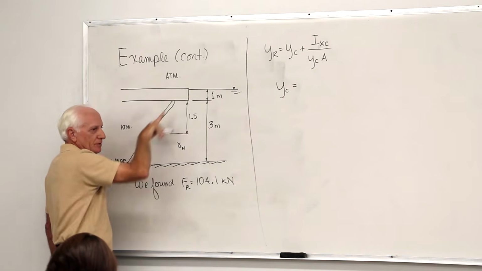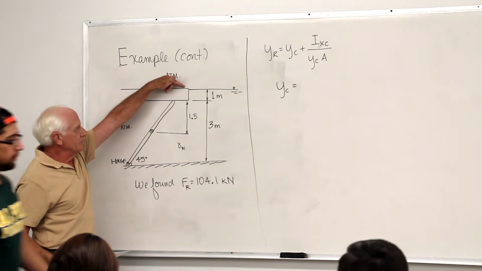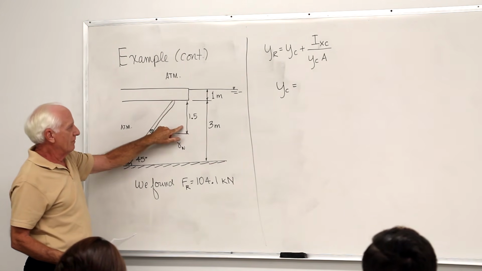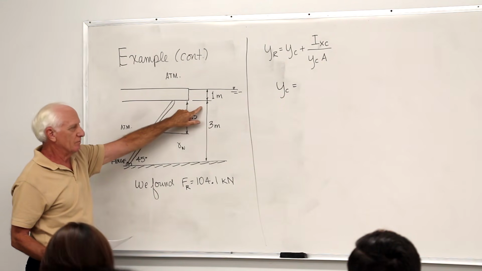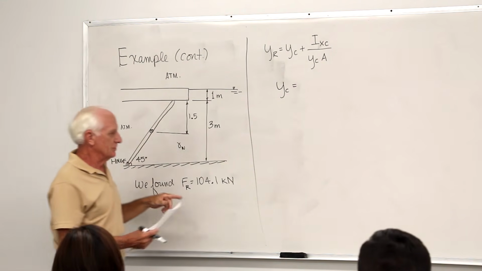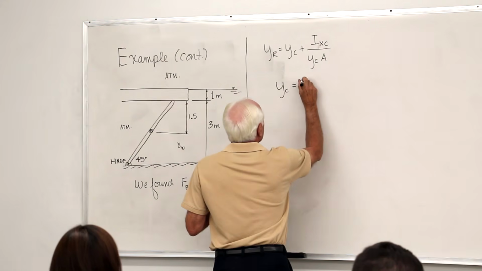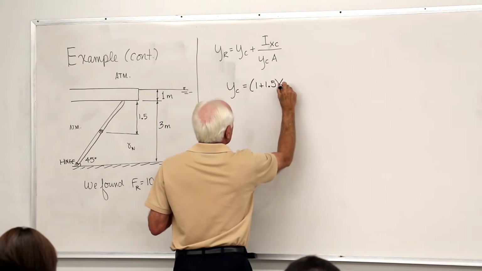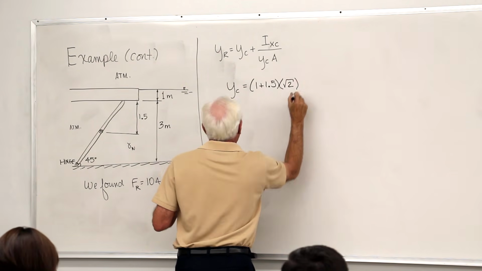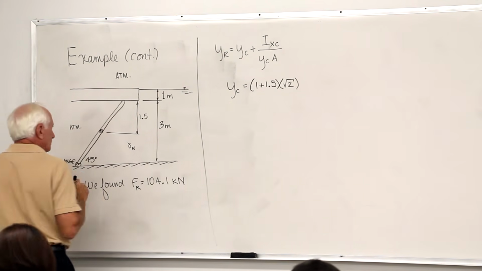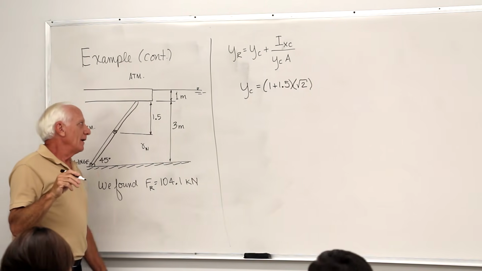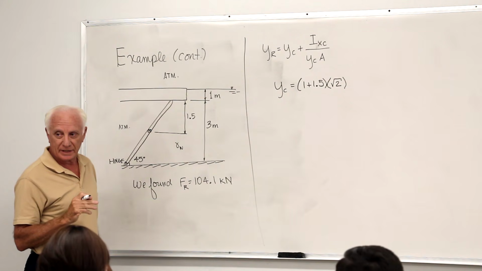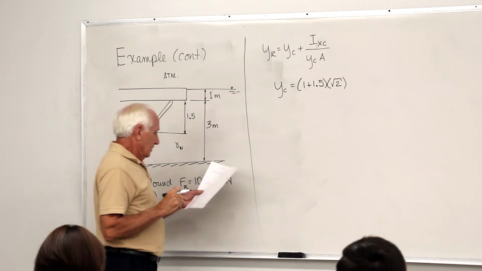Y along the inclined surface. From the free surface to that point, the right-hand side, the 45-degree triangle, 1.5 plus 1. Hypotenuse square root 2. So 1 plus 1.5 square root 2. Okay, that's Y sub C. The distance from the free surface measured along the inclined axis to the centroid of the surface you're looking at. Okay, let's see what else we have.